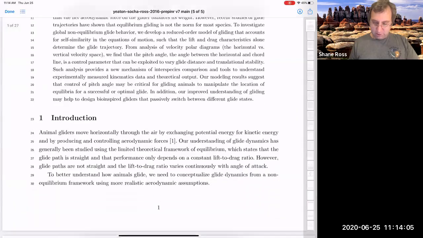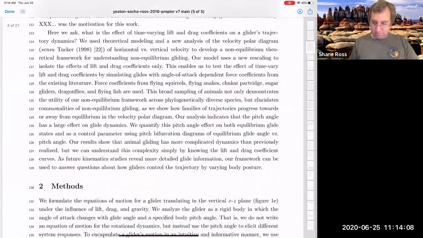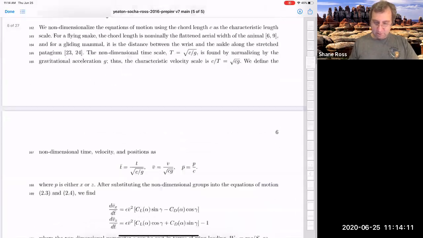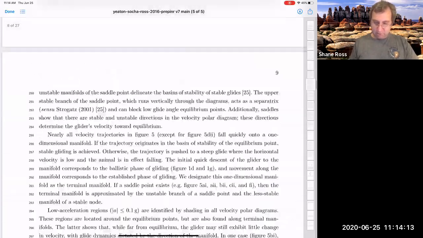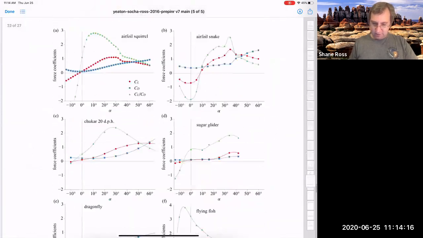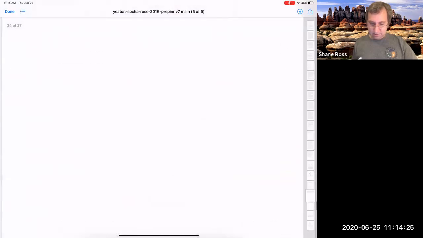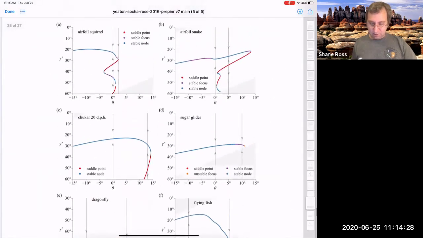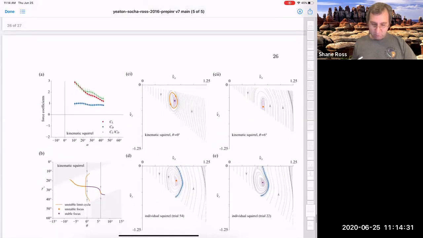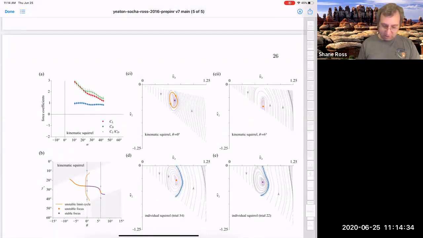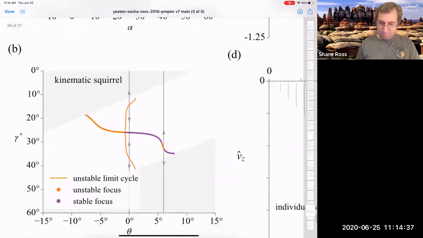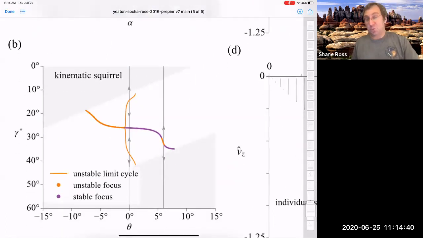So we have a paper where we looked at a 2D model of gliding of animals that depended on some parameter, like their angle of attack. This just sort of shows what the phase space looked like and some example curves and trajectories. And then we eventually found, yeah, we had bifurcation diagrams. We also found the periodic orbits showed up. So down here, this is an example of one of those cases. This kinematic squirrel, this was the dynamics of a flying squirrel gliding. And at some point, an unstable limit cycle shows up.